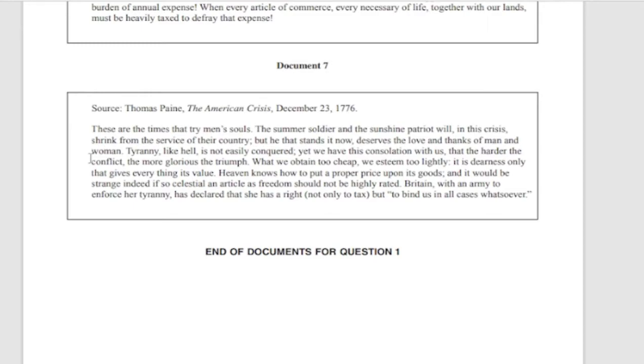Britain, with an army to enforce her tyranny, has declared that she has a right not only to tax, but to bind us in all cases whatsoever. So again, it's necessary to wage this war. And this is kind of getting at this idea that America has always been free, right? We've always been free. We are free men, right? We must fight for that right, right? Fight for the right to freedom. Stand up for your rights.